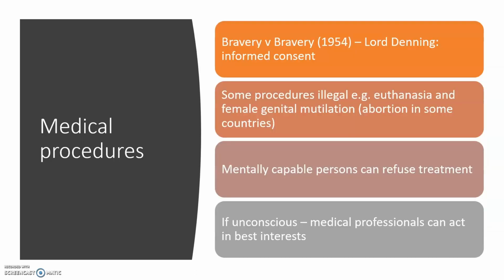In terms of medical procedures, we saw this in Bravery v Bravery, where Lord Denning said it's really important around informed consent, telling a patient what you're going to do in advance and whether they consent to that. You need to tell them all the information before they can consent, and then the risks and things like that. Some procedures are still illegal. So, for instance, euthanasia you can't consent to, same with female genital mutilation and abortion in some countries.